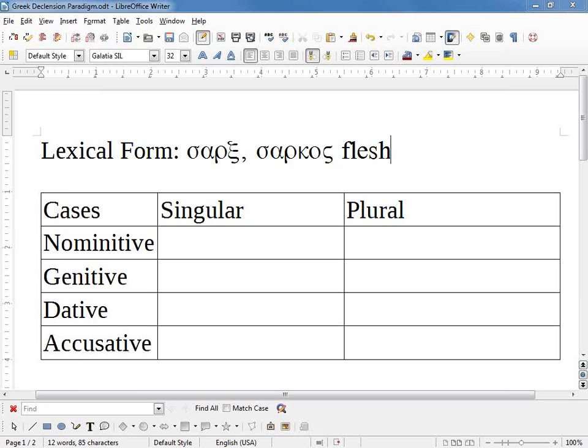So, as I shared before, with the third declension, sometimes the stem gets hidden, right? And that's why we have to have the genitive singular to show us the true stem. So I'm going to underline the stem under the genitive singular. That is our stem: sigma, alpha, rho, kappa.